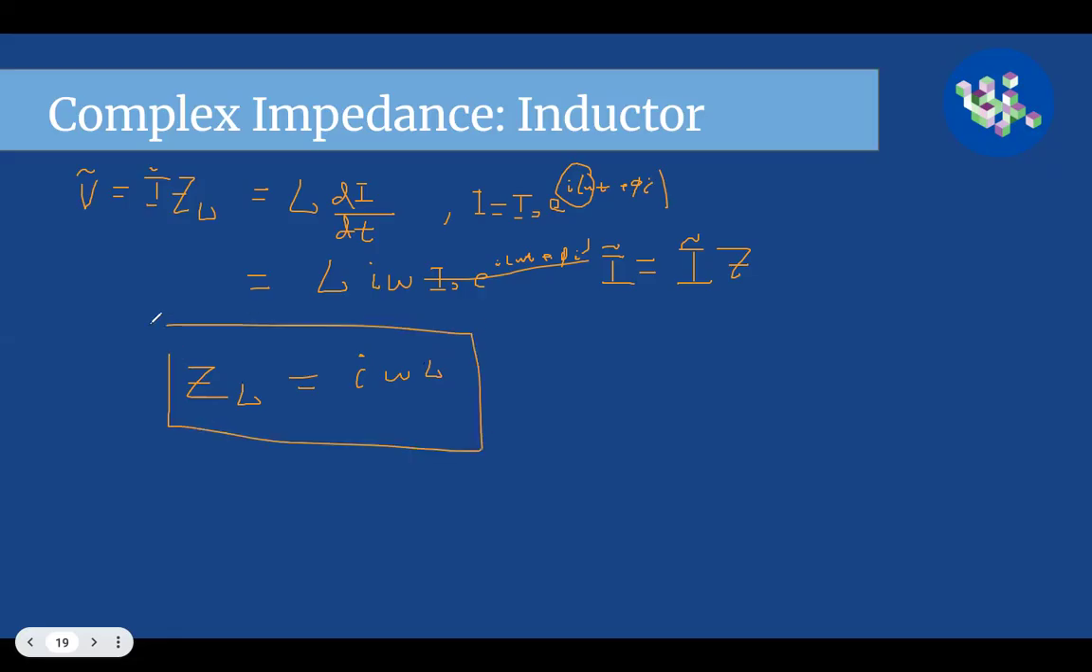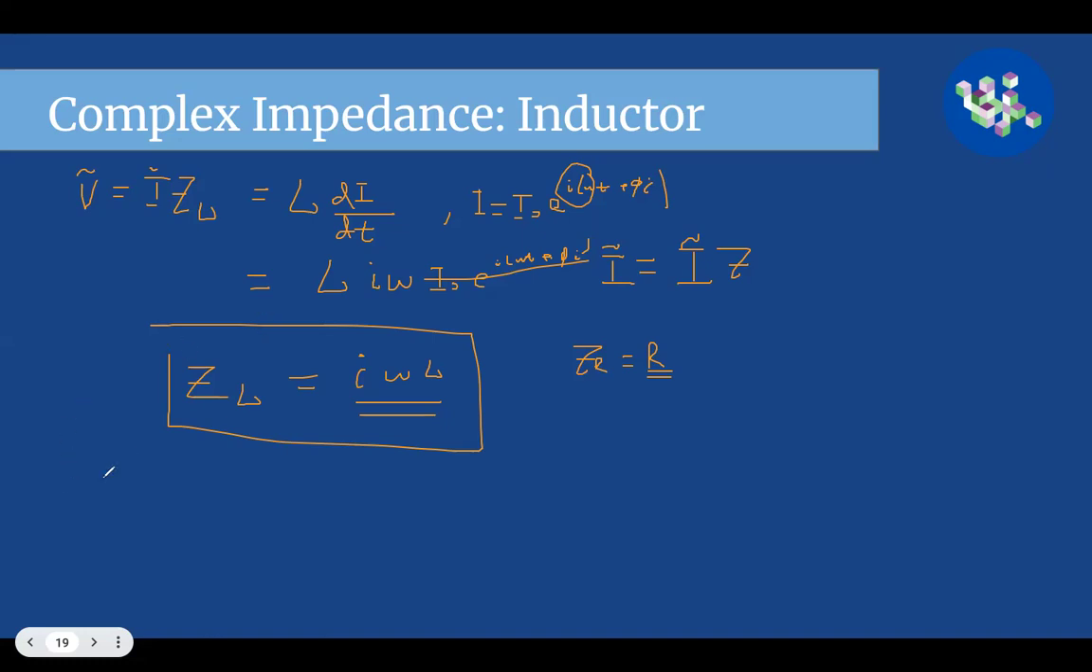Isn't that cool? And now you can notice that before, my complex impedance for a resistor, remember, that was just equal to R. R is just a real number. Now, complex impedance of an inductor, on the other hand, it's I omega L. I omega L is a purely complex number. So let's look at the implications of that, right?